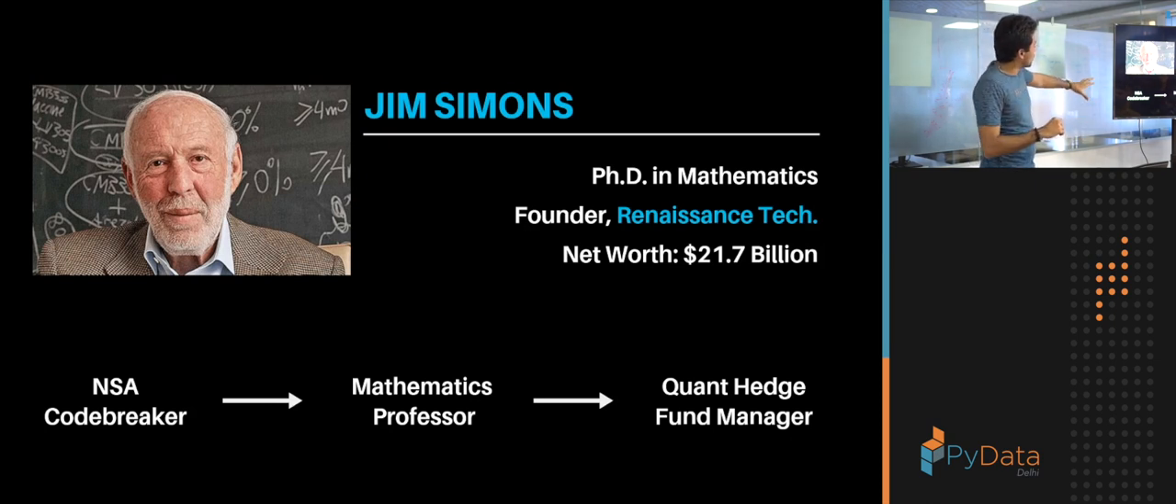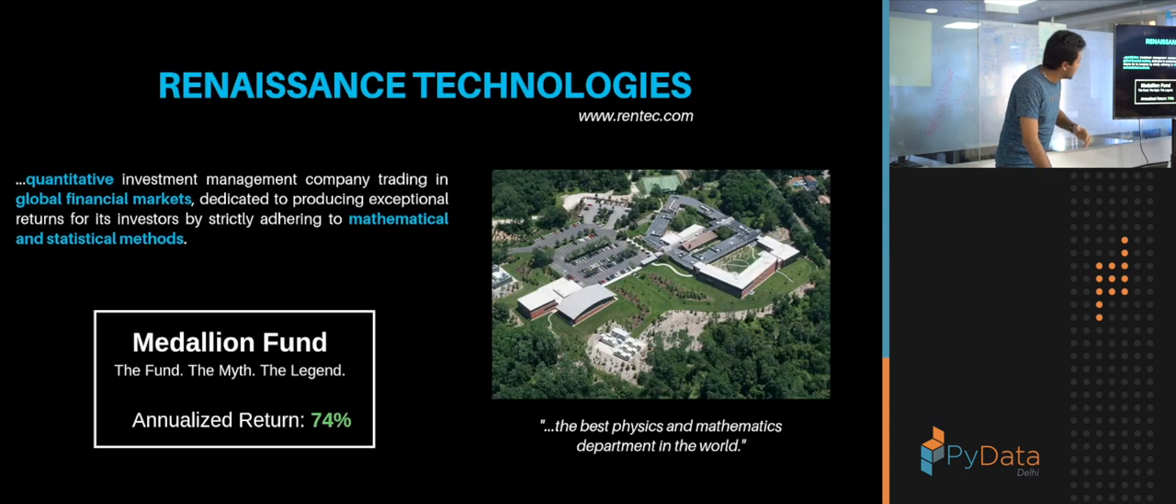So this guy started off as a cryptanalyst at the NSA. Then he moved on to head the mathematics department at Stony Brook University, a university in Long Island. And then he became the quant hedge fund manager of Renaissance Technologies, which he founded. And this is the firm's campus, so to speak, because it's very much built like a college campus, because a lot of academics or ex-academics are now working at Renaissance.